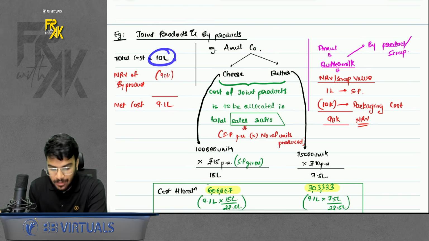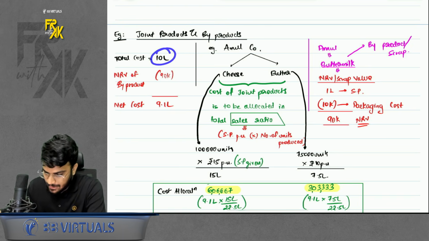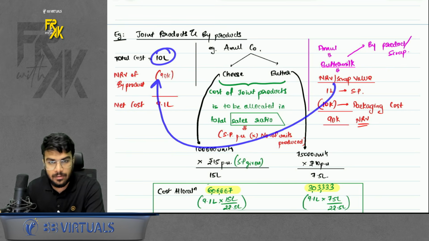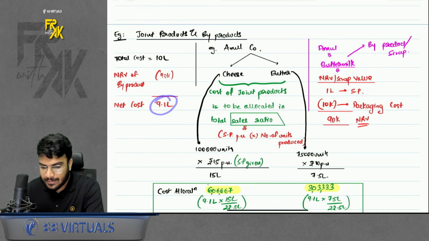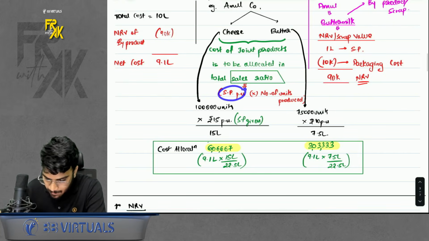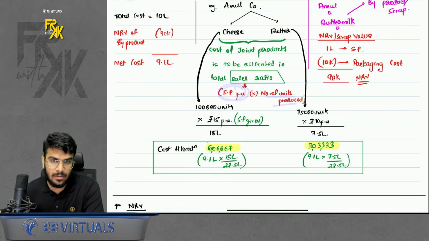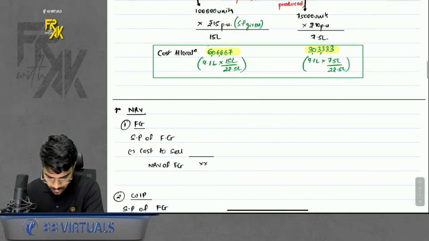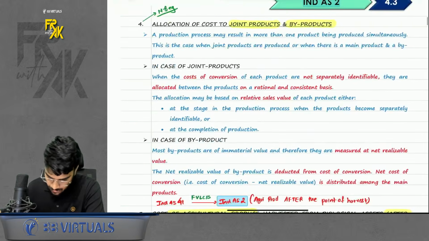First, calculate total cost. From this total cost, deduct the NRV of the byproduct. You will get the net cost. This net cost will be allocated between cheese and butter in the sales ratio. Now how to calculate sales ratio? Selling price per unit into number of units produced. In this ratio, we will bifurcate the cost. Simple, right? So this was allocation of cost to joint products and byproducts.